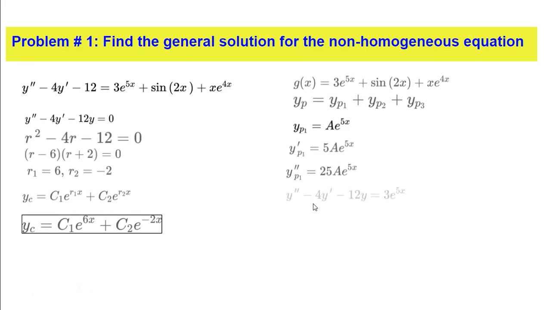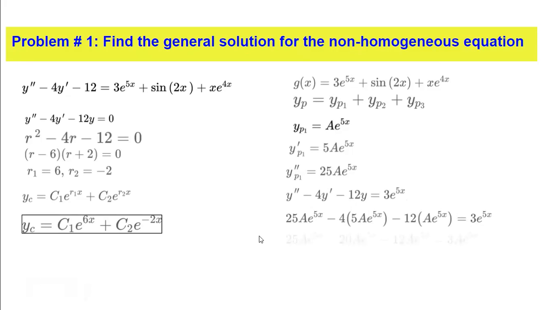So doing our substitution now, we need to firstly replace our g of x value, which will be equal to 3e to the 5x. So doing our substitution, it will yield minus 4 times y prime, we have 5a e to the 5x, and for y prime prime we have 25a e to the 5x. Then for y itself, we have a e to the 5x.